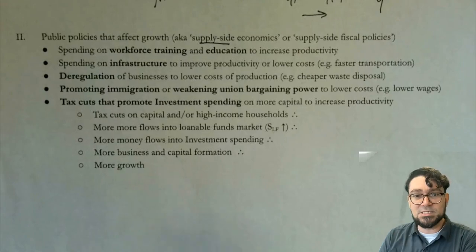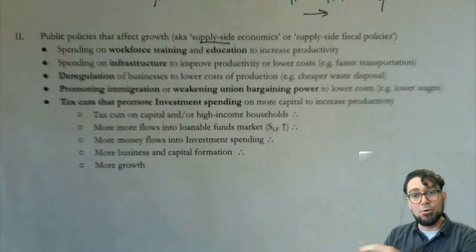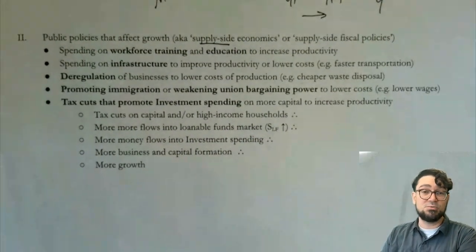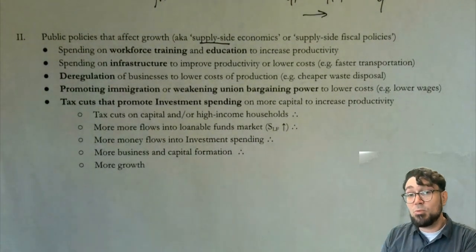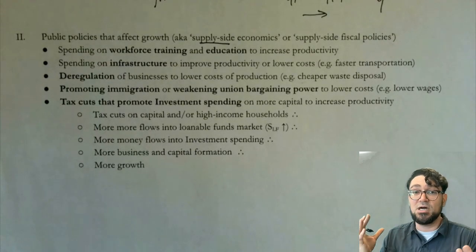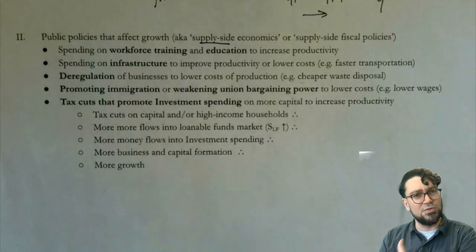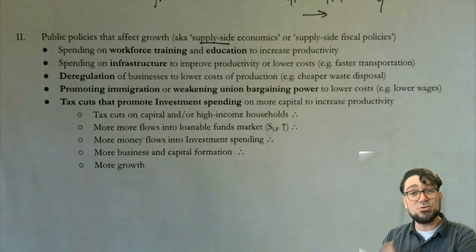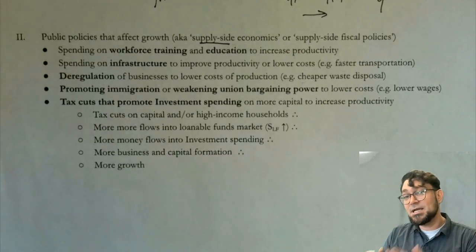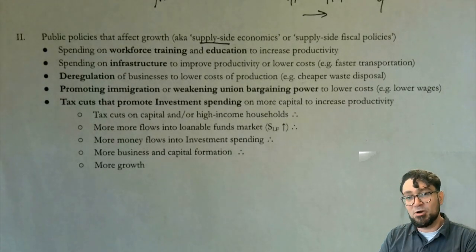That's supply side economics. Deregulating businesses to lower their cost of production, allow them to dispose of waste in cheaper ways, or maybe emit more pollutants, right? Some of those things are trade-offs, right? You've got to kind of think about, is the lemon worth the squeeze? But deregulation absolutely can speed up production, and it can allow us to turn inputs into outputs more effectively.